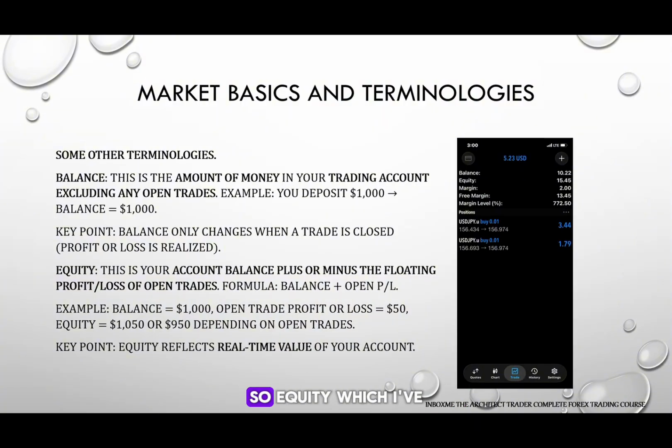So equity, which I've been explaining, is your account balance plus or minus the floating profit or loss of open trades. If you're in a loss, if you minus that loss from your balance, that will show your equity. And if you're in profit, it will add that floating profit to your balance, and that will show in your equity. That's why it is the plus or minus of the floating profit or loss of open trades. You get? So the formula is balance plus open profit or loss.